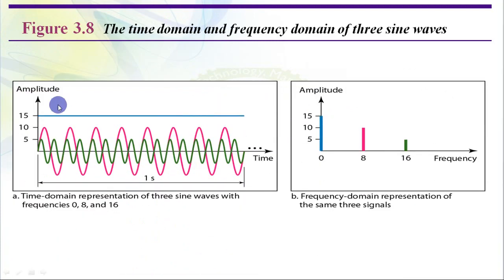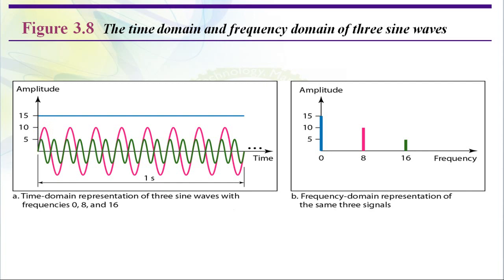In this figure, three sine waves are represented, and in these three sine waves, the first sine wave is a straight line. Here there is no fluctuation, meaning there is no sine wave, no positive and negative wave. That's why the frequency of this wave is zero. So in the blue color the frequency is zero, and the pink and green colors have different frequencies. In pink the frequency is 8 hertz and in green the frequency is 16 hertz.